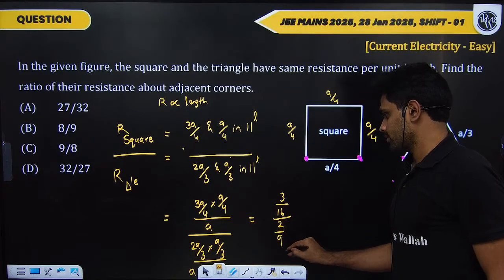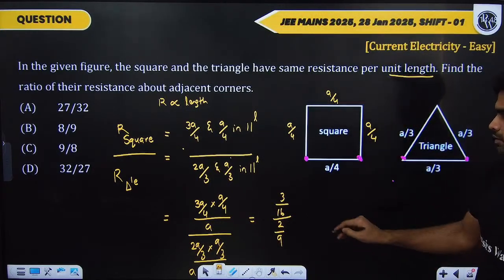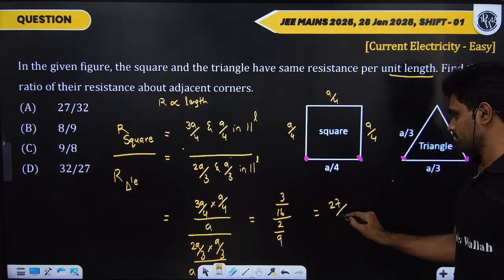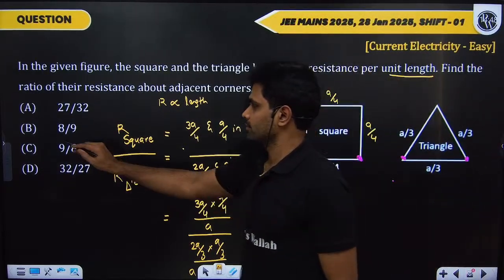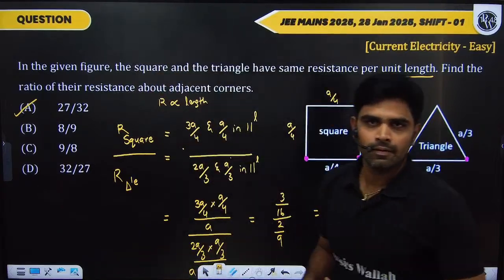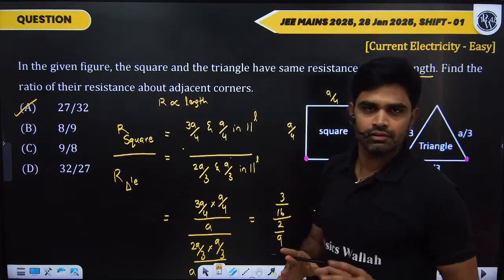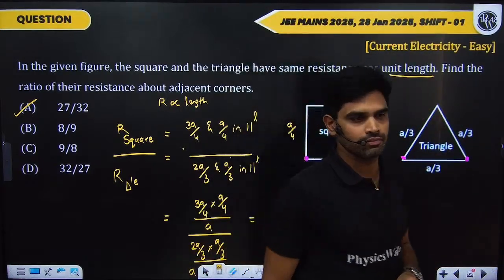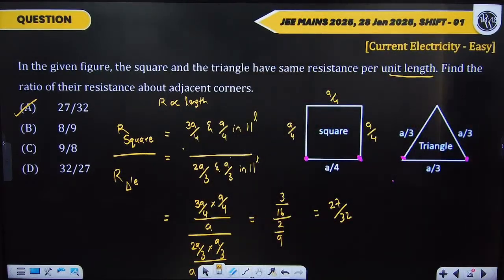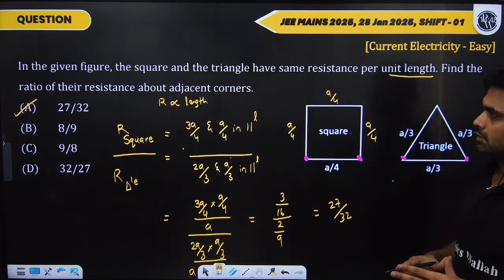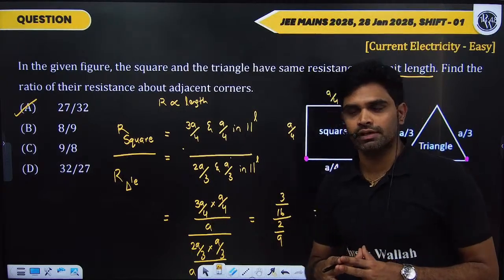by 2 by 3 is 27 by. Very simple question. This question actually came in previous shift. Triangle question, previous shift. Understood this question? Very straightforward.